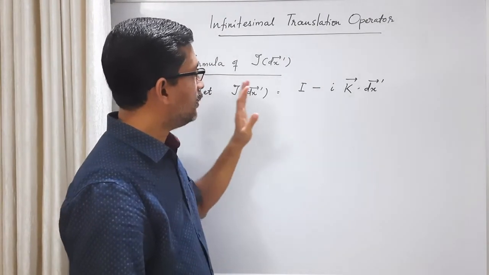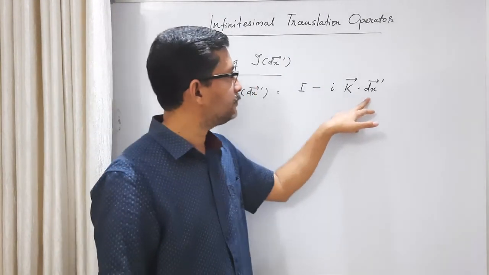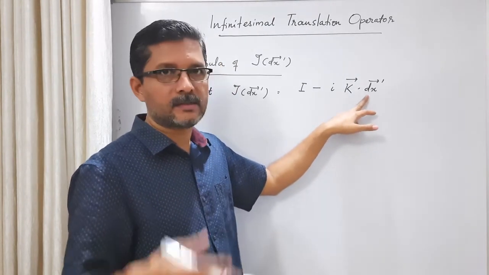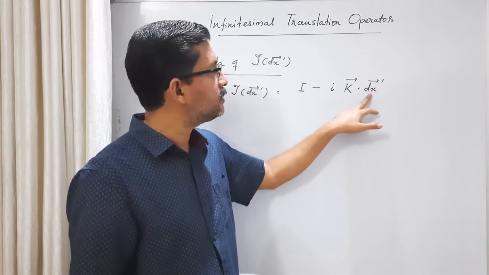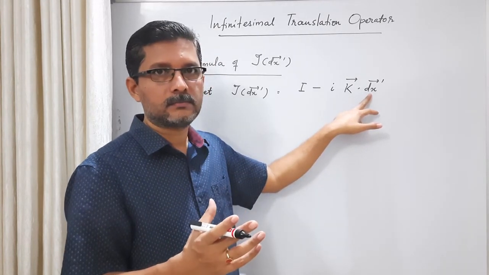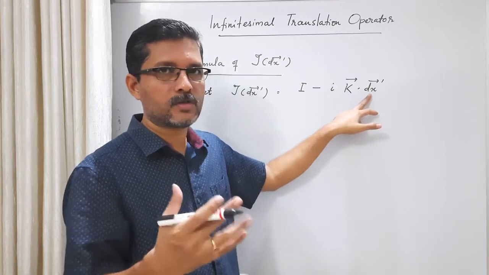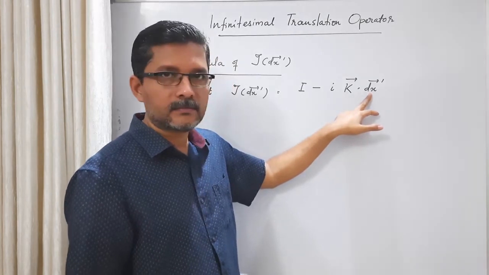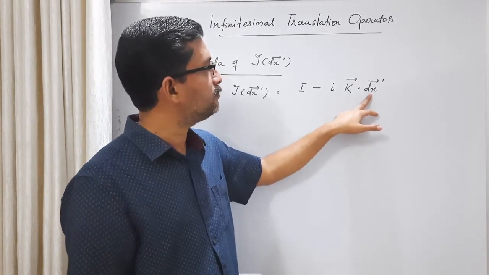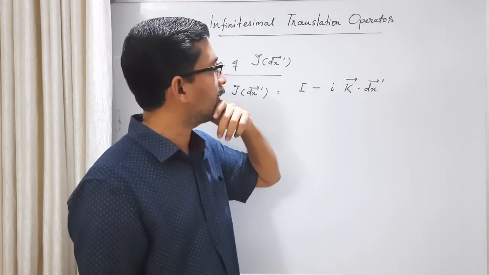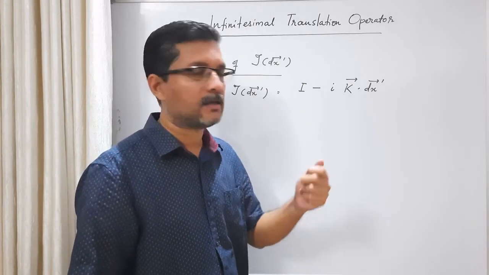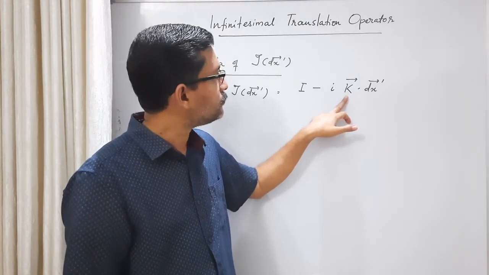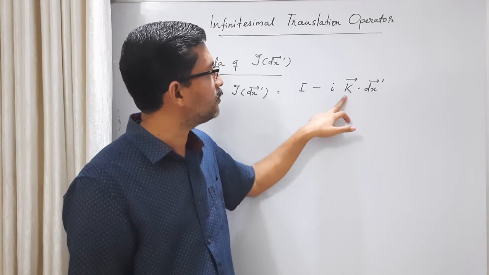This notation is a little risky, in the sense that this vector dx', as I have specified before, is an infinitesimal vector, a three-dimensional vector, because the physical space is three-dimensional. So it's a vector whose components are dx i, dy j, dz k, where dx, dy, dz are scalars. Whereas this k is a Hermitian operator.